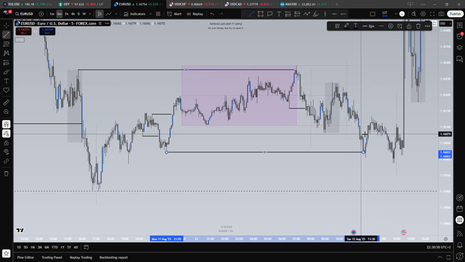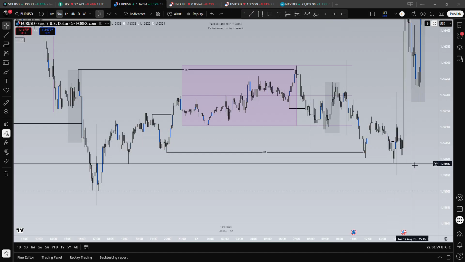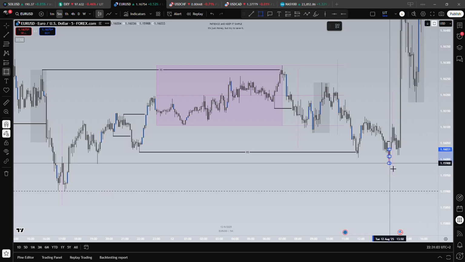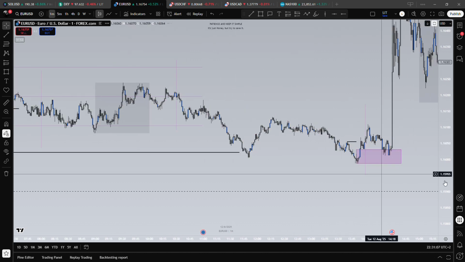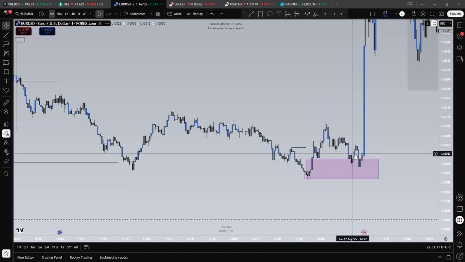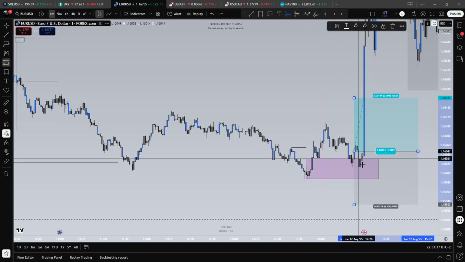So it took that. Okay, it took that. It tried to induce buyers, but these for me are not break obstructors, but this one yes. Break obstructor, mitigation, and probably an entry on M1. With the mitigation, as you can see, it broke this little structure here.